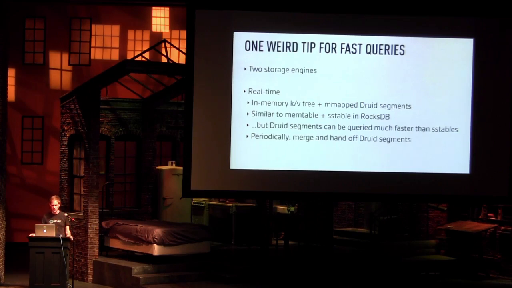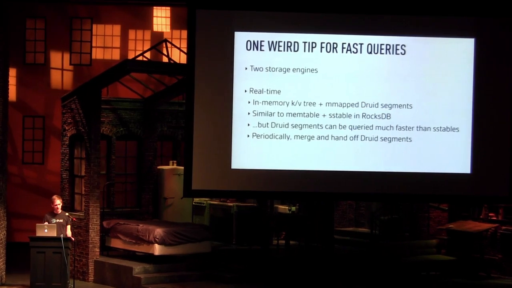And the real-time nodes will do that. This is really similar to how the in-memory memtable and the on-disk SSTables work in RocksDB. But the difference is that rather than being a generic key value store, Druid uses those memory-mapped Druid segments with the column orientation, with the compression, with the filtering for its on-disk format. And so queries are much faster than a generic key value store.